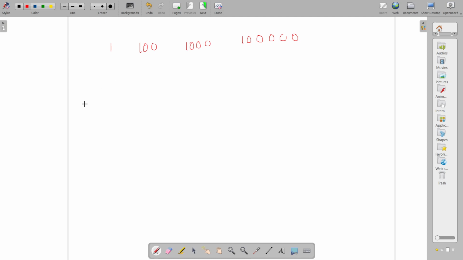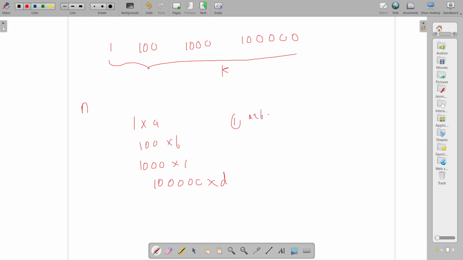What you want to do is find the minimum number n which cannot be formed by taking k notes out of this set, any combination of those k notes. For example, if you are taking 1 rupee coins A times, 100 rupee coins B times, 1000 rupee coins C times, and this D times. So the first condition is that A plus B plus C plus D should be less than or equal to k.